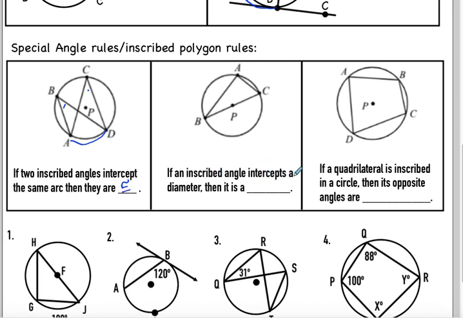If an inscribed angle intercepts a diameter, then it is a right angle. Here you have a diameter, BC. See how this angle has its endpoints at B and C? That will make it a right angle. If a quadrilateral is inscribed in a circle, then its opposite angles are supplementary. So A and C will add to 180 and D and B will add to 180.